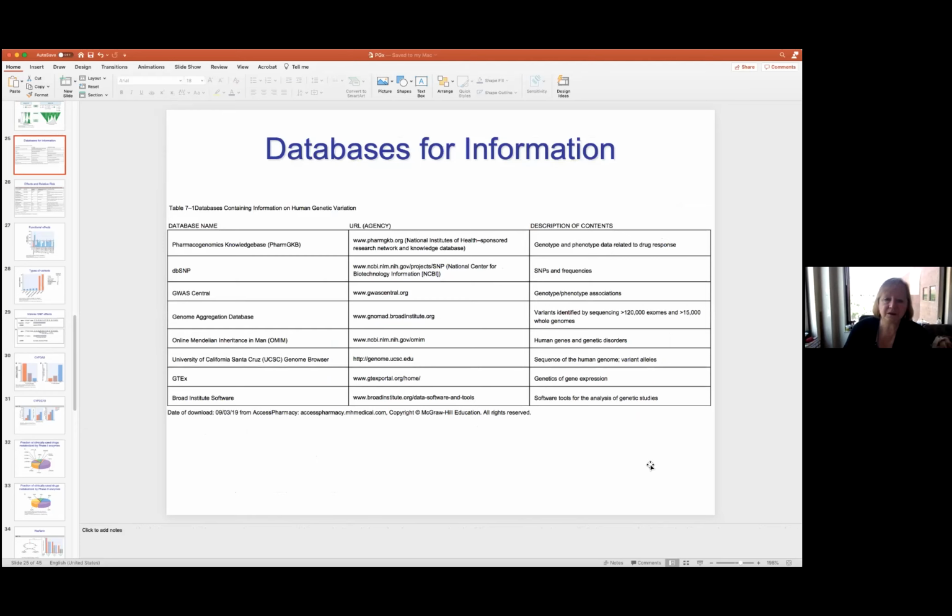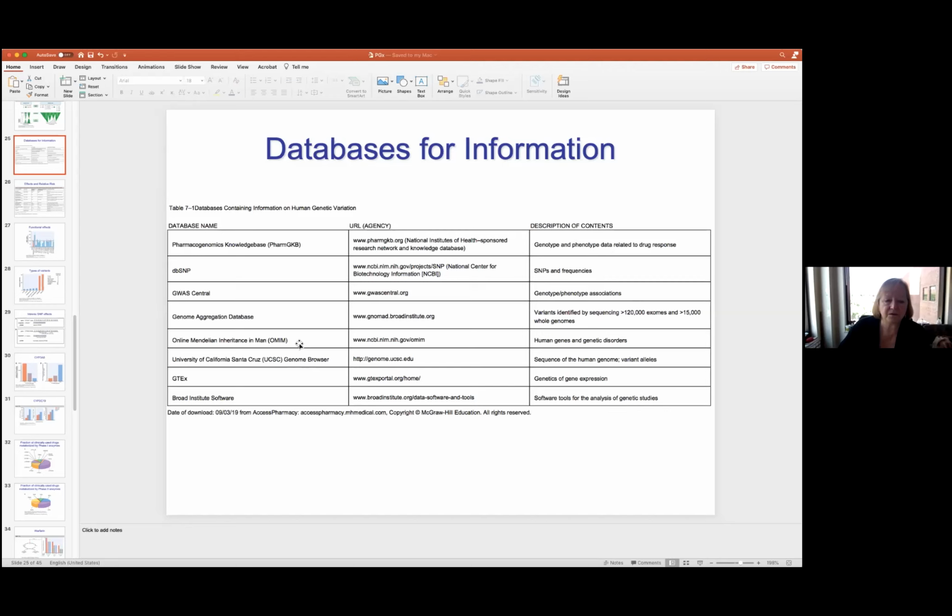Something I can't remember if we talked a lot about it or not, but there are multiple databases that contain information on human genetic variation. PharmGKB, the Pharmacogenomics Knowledge Base, is one of the biggest and one of the best. dbSNP used to be really well curated, not as much anymore. GWAS, if you remember what GWAS stood for, Genome-Wide Association Studies, there is a database for those, and they're really good at describing genotype-phenotype associations.